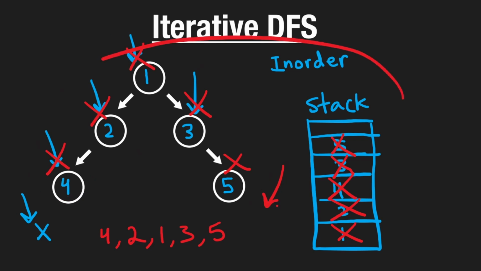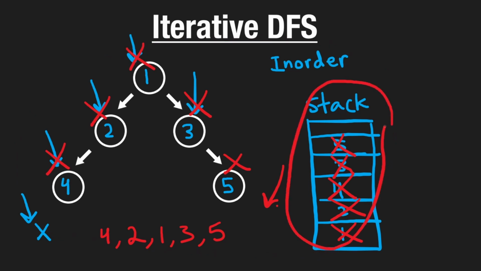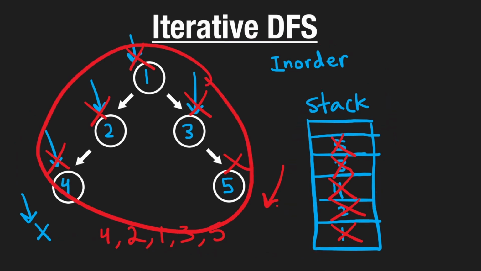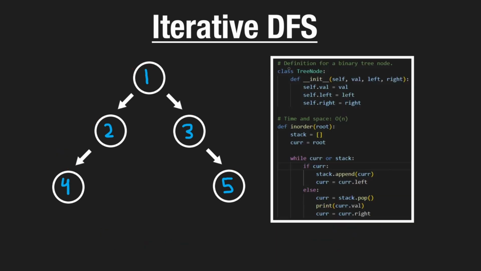So maybe this idea of iterative DFS makes sense to you, using a stack the same way the call stack would work recursively. And believe it or not, the code is actually not super complicated either. So this is what the code for that would look like. We have our standard tree node definition, and then we have our in-order traversal. The code is a bit more long than the recursive implementation, of course, but the ideas are actually the same.